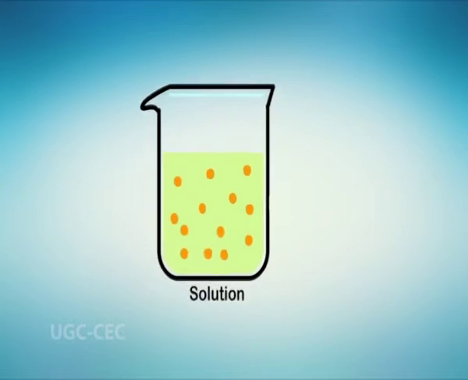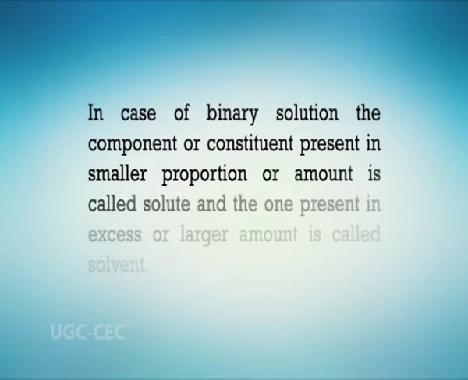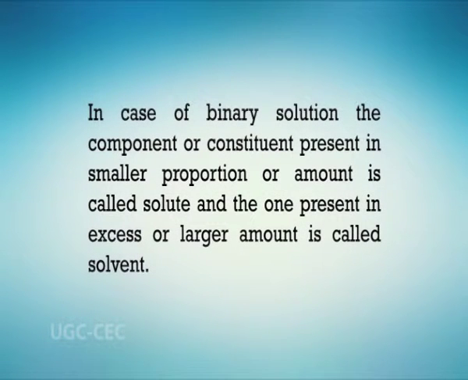A substance which is dissolved in another substance is called solute, and another substance which dissolves the solute is called solvent. In case of binary solution, the component or constituent present in smaller proportion or amount is called solute, and the one present in excess or larger amount is called solvent. The relative amount of solute and solvent present in a solution can be expressed in a number of ways, but here we focus on molarity, molality and normality.